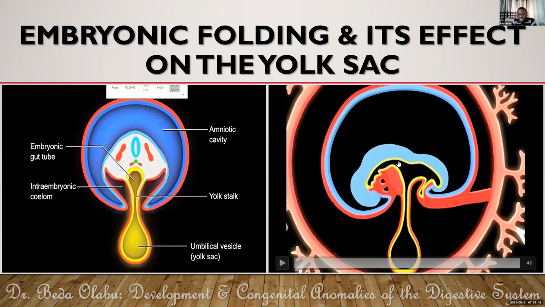So this is the yolk sac that has been incorporated to form the embryonic gut tube. This is the yolk sac outside. This is the vitelline duct. Look at the other results of the craniocaudal folding. The heart has descended to the thorax. The brain has become cranial. The baby has curved. This is what you call the fetal curvature.